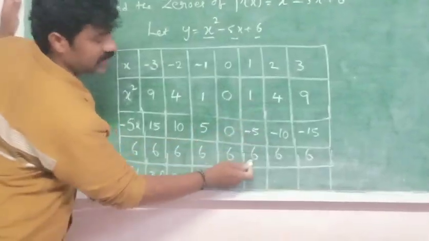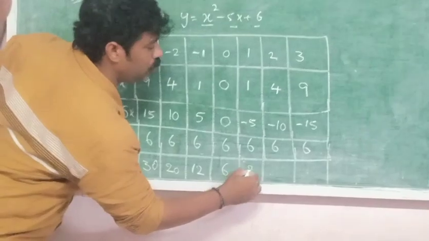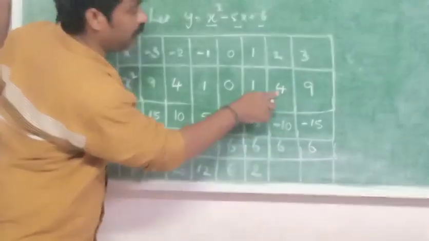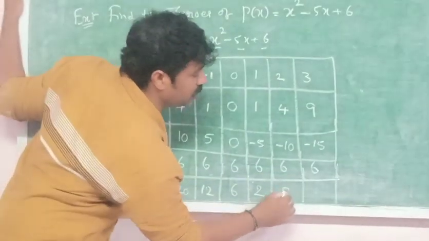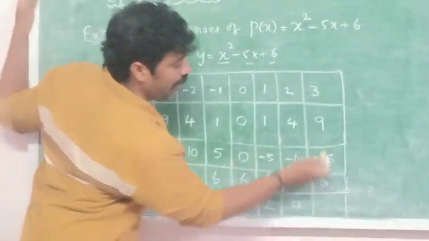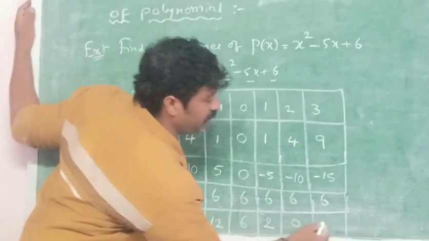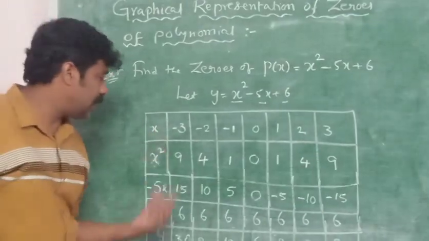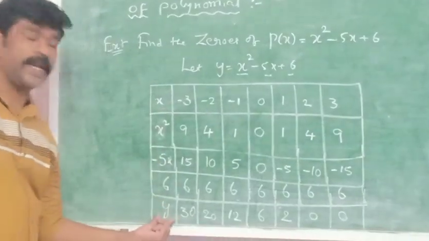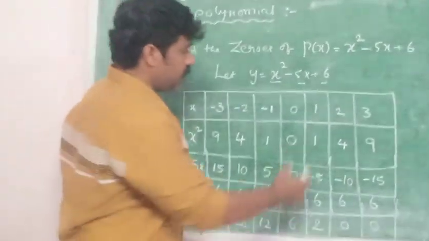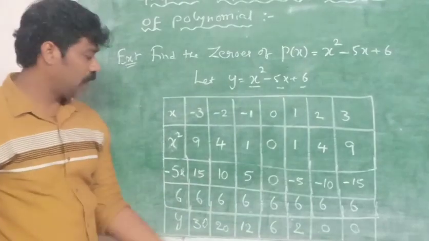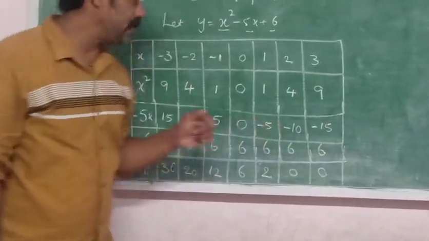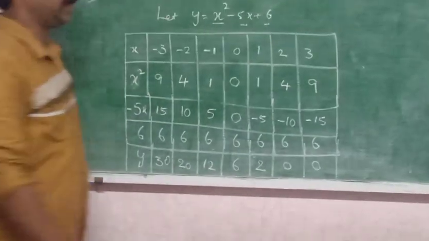Then 1 plus 6 is 7. 7 minus 5, 2. So here if you observe, 6 plus 4, 10. 10 minus 10, 0. Similarly, 9 plus 6, 15. 15 minus 15 is 0. So like that, if you substitute x values, we are getting y values. From this, we first have to write the coordinates of these points. So how will we get the coordinates? X values and y values we have to write as points.